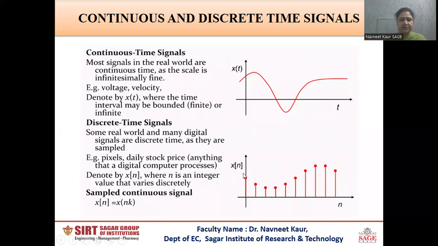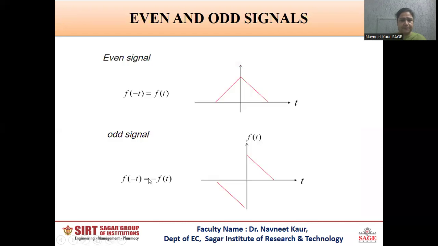Now, it is denoted by x[n], where n is always an integer and is a function of time. Now, this sampled signal is denoted by x[nk], obtained by sampling of the continuous time signal.